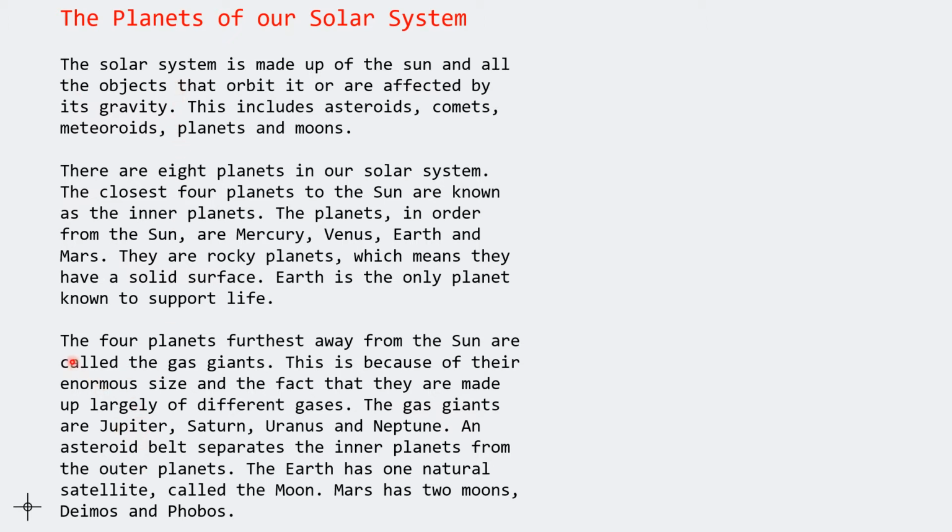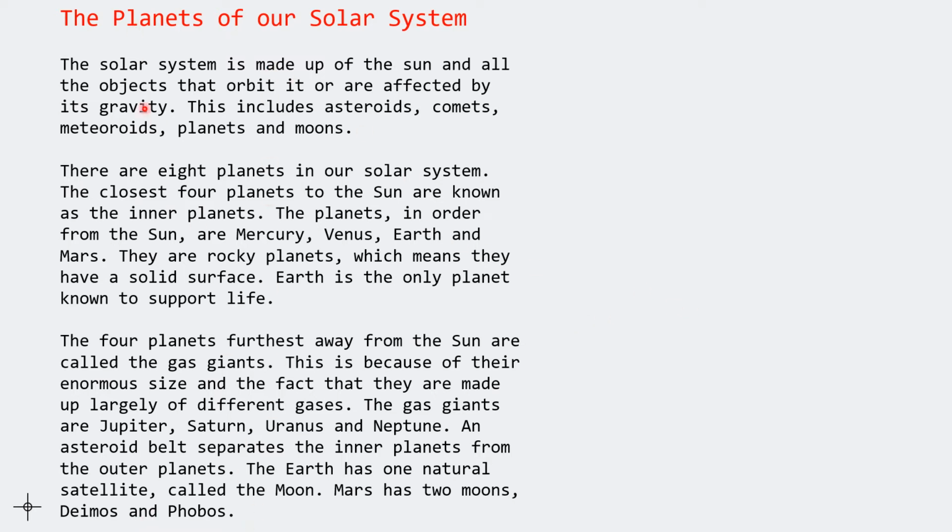The third paragraph: the 4 planets farthest away from the Sun are called the gas giants. This is because of their enormous size and the fact that they are made up largely of different gases. The gas giants are Jupiter, Saturn, Uranus, and Neptune. An asteroid belt separates the inner planets from the outer planets. The Earth has one natural satellite called the Moon, and Mars has 2 moons, Deimos and Phobos.